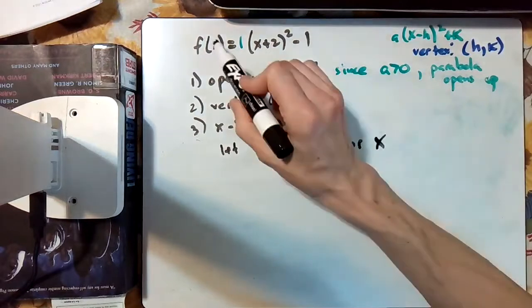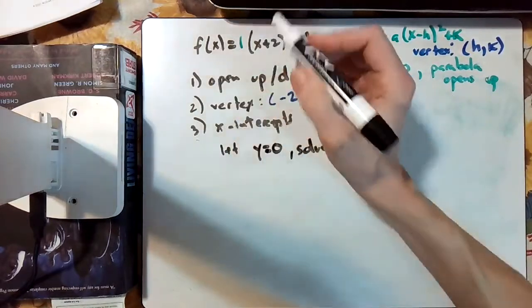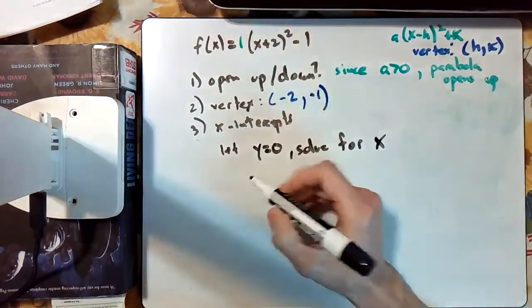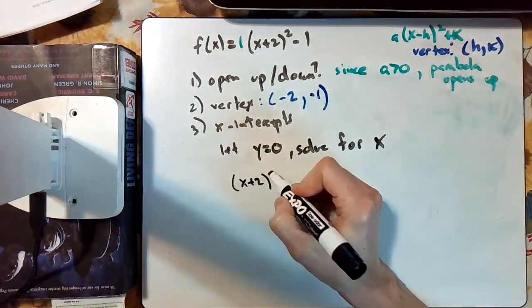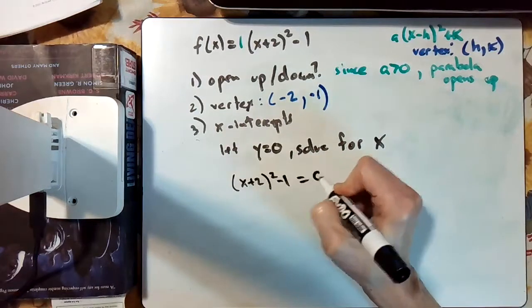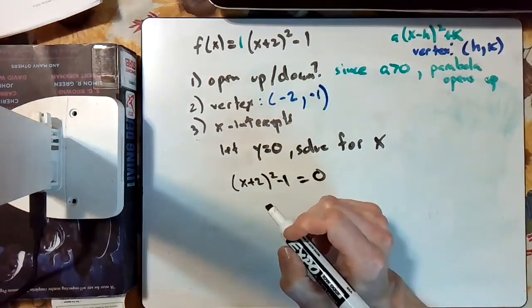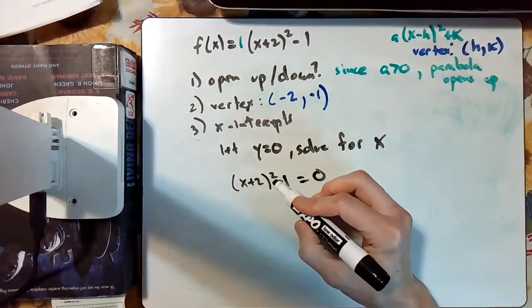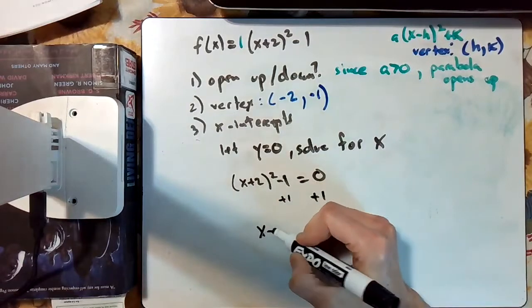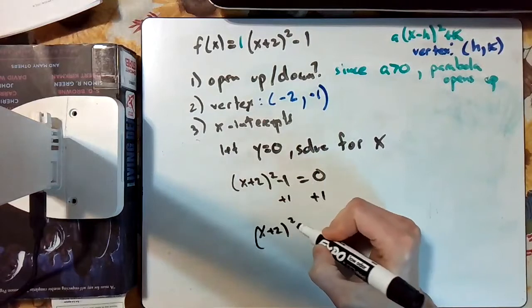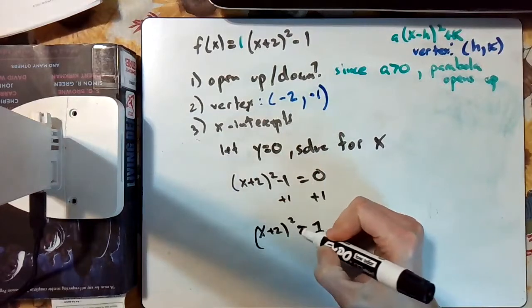Okay, so remember, f of x is like a fancy way of saying y. So we set this equation to 0 and we solve for x. So we have (x + 2)² − 1 = 0. Got to solve it, right? So we need to isolate this squared term. So we add 1, and we get (x + 2)² = 1.